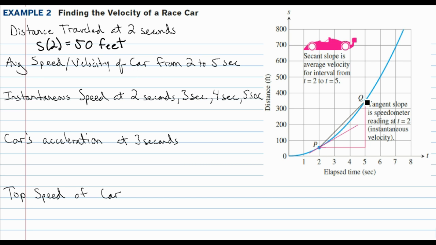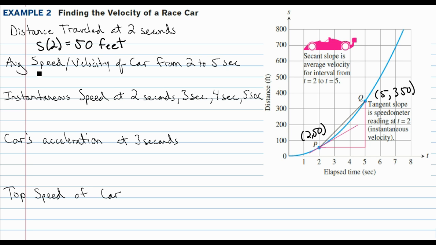From 2 to 5 seconds, we've got this line here connecting P and Q. Now I'm going to call P the point 2 comma 50, just like I did in the previous question. But now I'm going to call point Q 5 comma 350, just an approximation. So now I can find the average speed. The average speed is a slope. If we had a car traveling this slope or this speed the whole time, it would be like this car who was traveling a little slower and then got even faster than that. It would be the same place at the beginning and same place at the end.